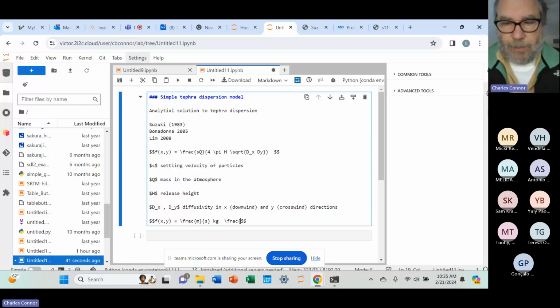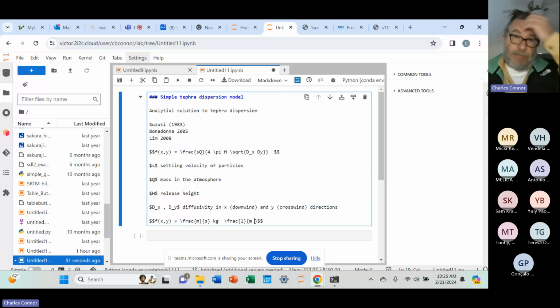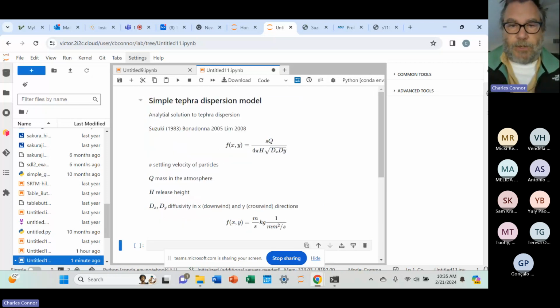So I'm just going to say frac, 1 over all this mess. And then I've got meters for height. So that's where in the atmosphere it's released. And then we've got this diffusivity term. It's the diffusivity in the x direction times the diffusivity in the y direction, the square root of that. So unit-wise, the diffusivity is in square meters per second, right? That's going to be my diffusivity term.